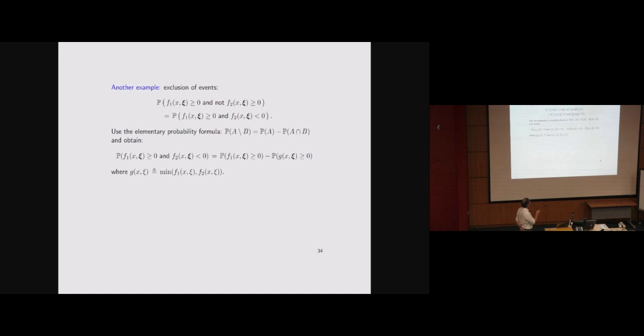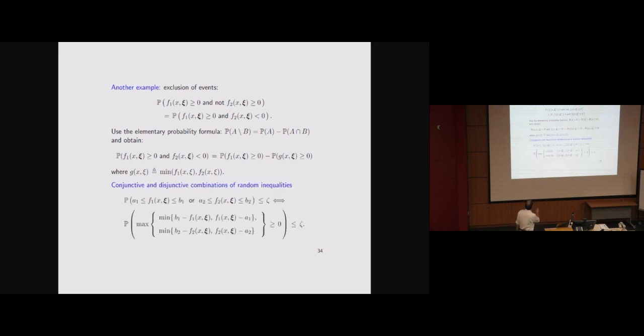So this is another example where you can use this kind of non-differentiable function to model a lot of different things. You can model conjunctions, you can model disjunctions, you can model exclusions. This is the summary here: you can have conjunctive and disjunctive combinations of random inequalities. This is a conjunction, because I want this to be greater than or equal to this and less than or equal to that. That's an AND. But then this is an OR. So this is a combination of conjunctions and disjunctions, and you can model all of this using the max-min kind of thing. Non-differentiable.